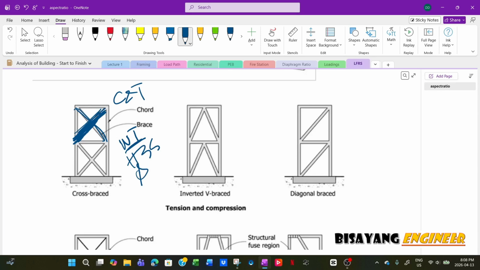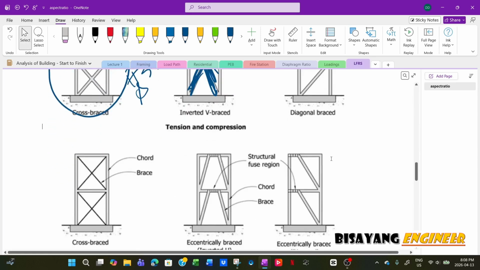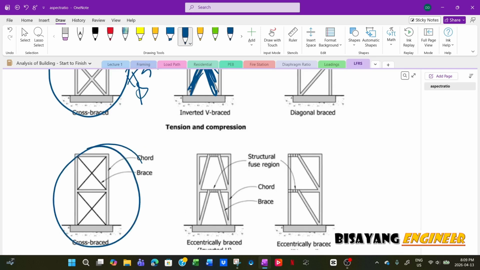Now this is called the inverted V braced, this one here. I've seen steel buildings with this kind of bracing, but this one is the most common next to this one here.